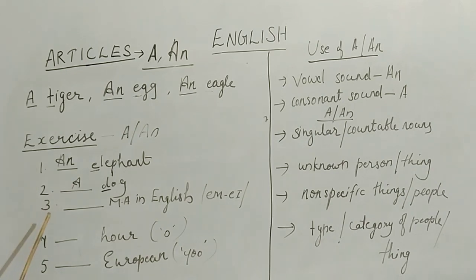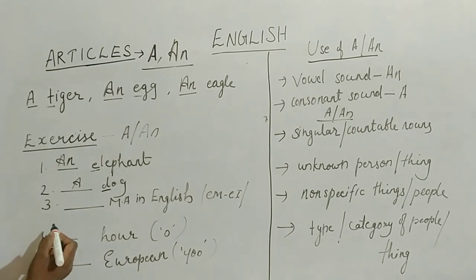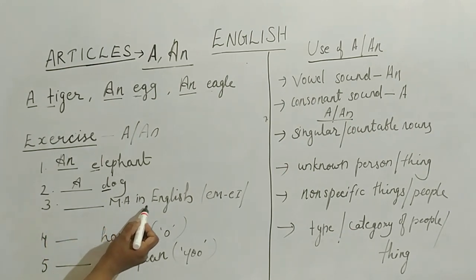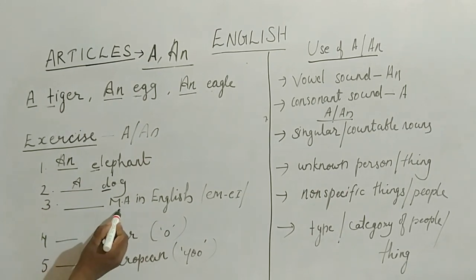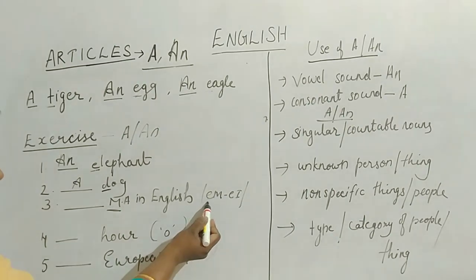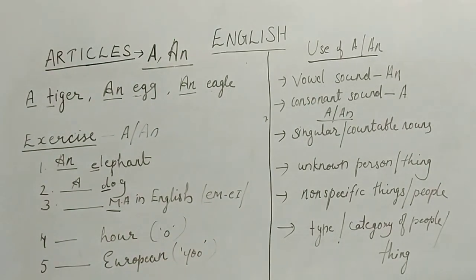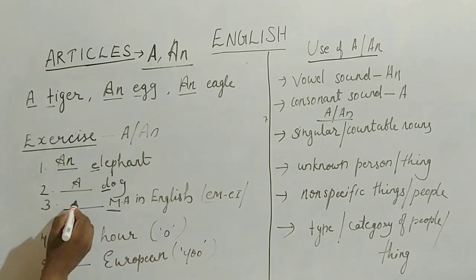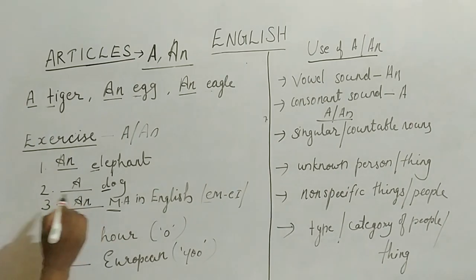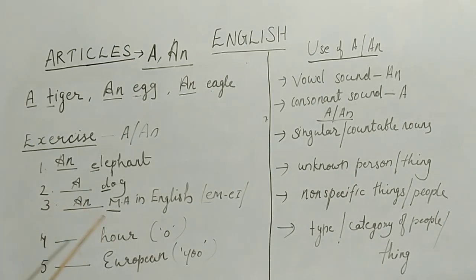Here we are going for the third, fourth, fifth examples. Here third example, dash MA in English. Actually here the first letter is M. While pronouncing M, which sound is coming first? M. Actually the sound is a vowel sound. So we have to use here what? An MA or a MA? Can you say? Yeah. An MA in English. Clear, students?